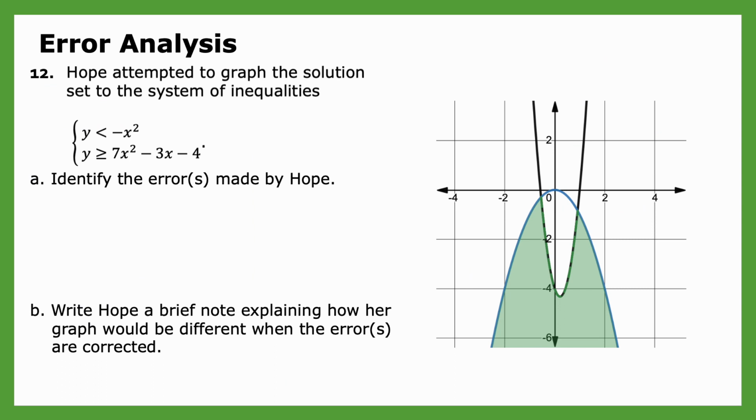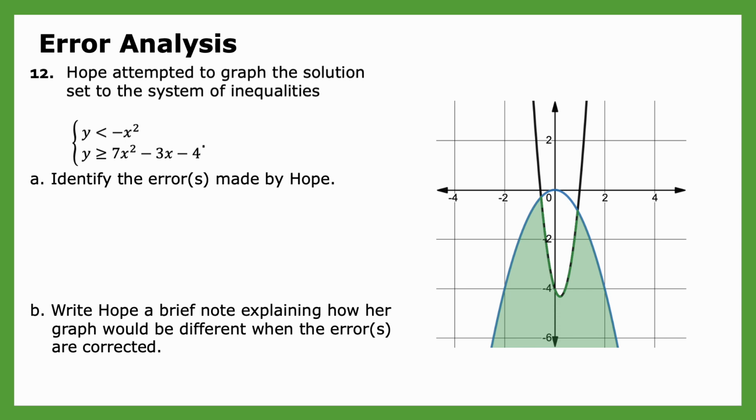Okay, for this last question, we have our friend Hope attempted to graph a solution set to the system of inequalities. So she has two quadratics or two parabolas graphed, which makes sense because we have these 2x squareds. Talk with your group, see if you can figure out the mistake that Hope made, and how her graph would be different if she corrected her mistake. So see if you can find where she went wrong.